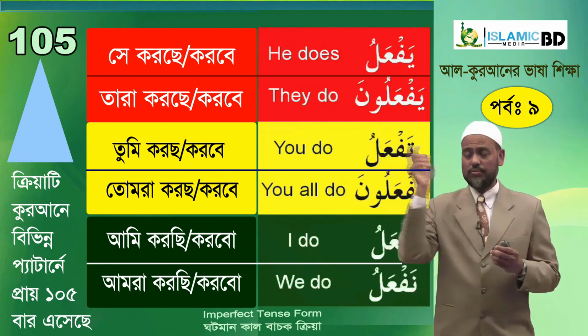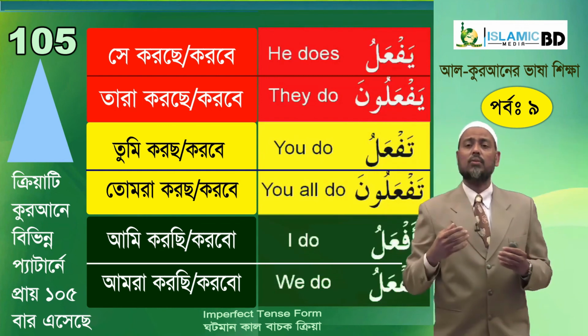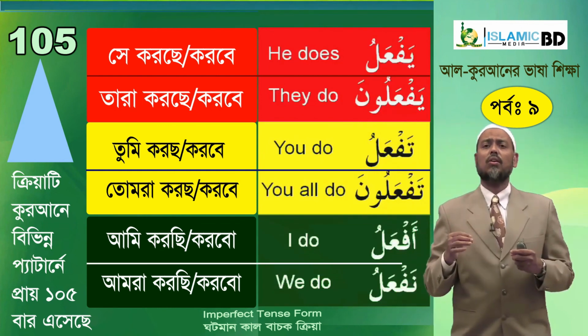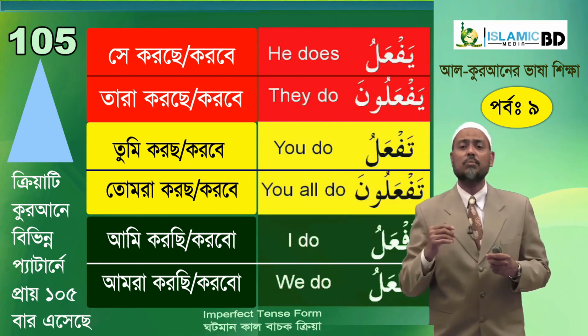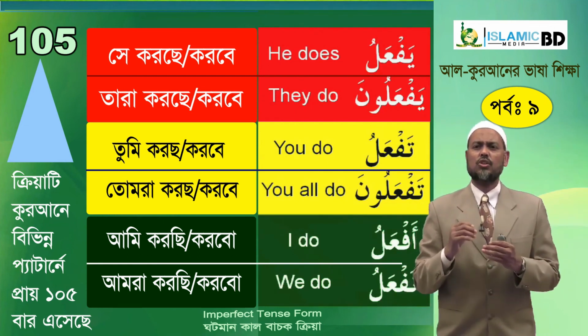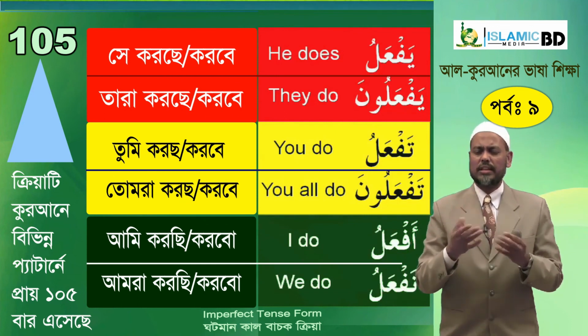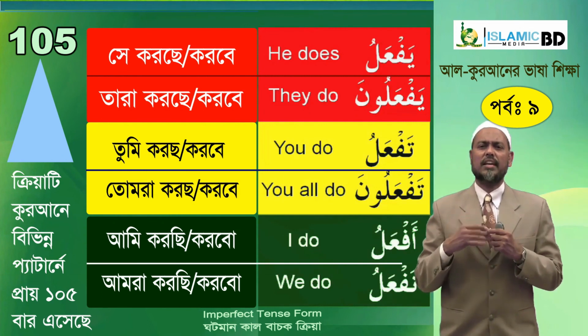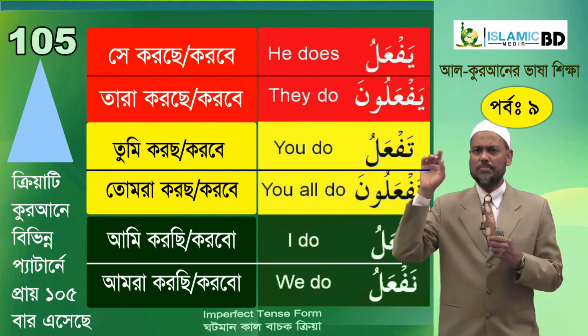Remember these: yaf'alu, yaf'alun, taf'alu, taf'alun, af'alu, naf'alu. These patterns come in the Quran almost 5,000 times or even more. So it is very, very precious. So please, for the next 3 to 5 minutes, try to do it with love and enthusiasm. Let us practice the translation 2 more times.